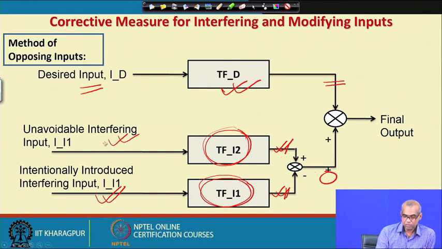The effect of the unavoidable interfering input can be completely cancelled out by the introduction of a suitable interfering input. So, you have to find that suitable interfering input. Then the final output becomes a result of the desired input only, because this signal is now 0. These two are equal and opposite and cancel each other out.